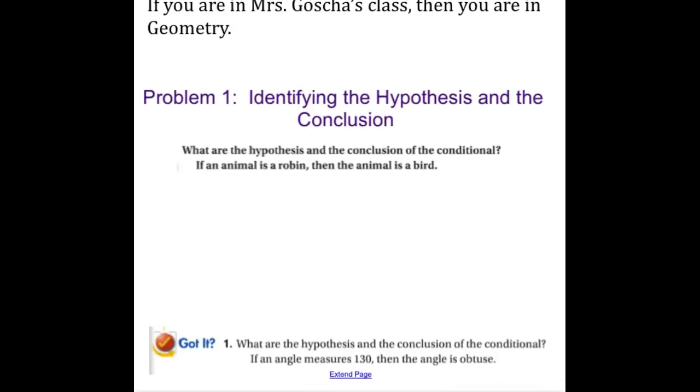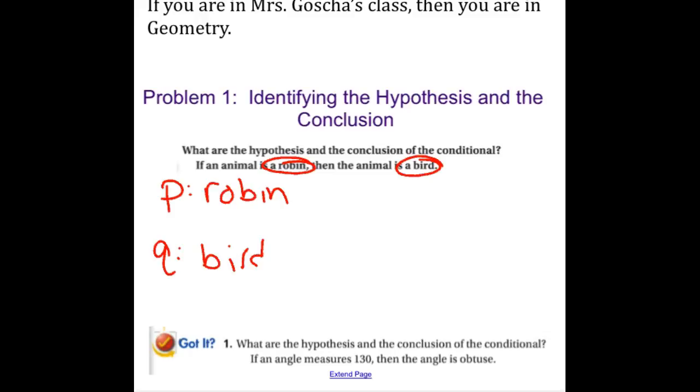conditional statements. So one thing we have to be able to do is identify the hypothesis and the conclusion. Remember, the hypothesis is P and the conclusion is Q. So it says, what are the hypothesis and the conclusion of the conditional? If an animal is a robin, then the animal is a bird. Okay, so hypothesis is the if part. That would be an animal is a robin. And so specifically what we're talking about are robins. So we're not going to write the entire thing. We're going to write the part of it. Since the animal is in both of those, then the robin is actually the hypothesis. So if you are a robin, then you are also the conclusion, a bird. Robins are a subset of birds.